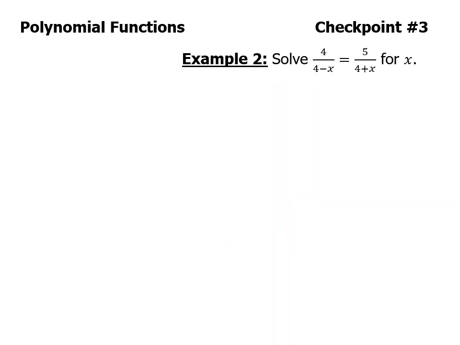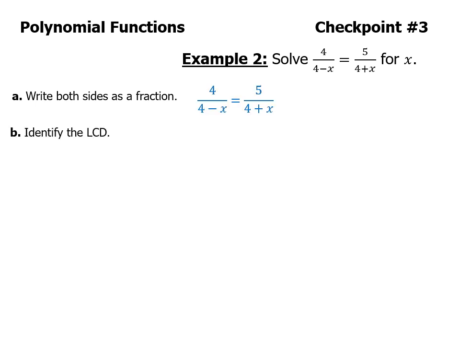Second example, we've got fractions on both sides, so that's okay. We don't have to do anything there. So we just need to immediately jump into finding the LCD. On the left, we got 4 minus x. On the right, we got 4 plus x. Those are both different, so I need one of each of them. So our common denominator is 4 minus x times 4 plus x. And then our excluded values would be positive 4 for this one and negative 4 for the other one.